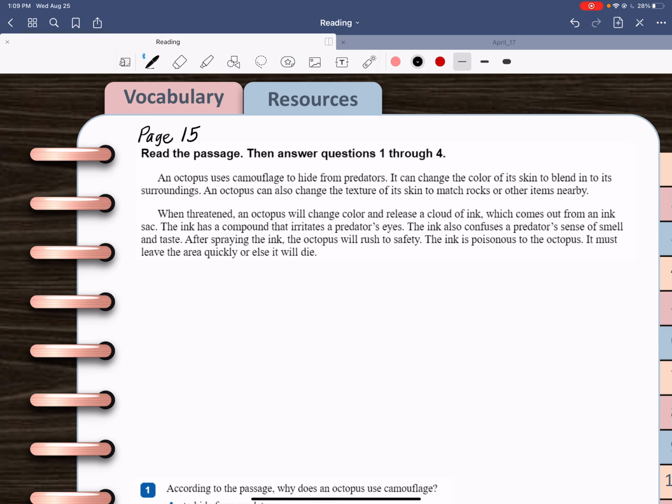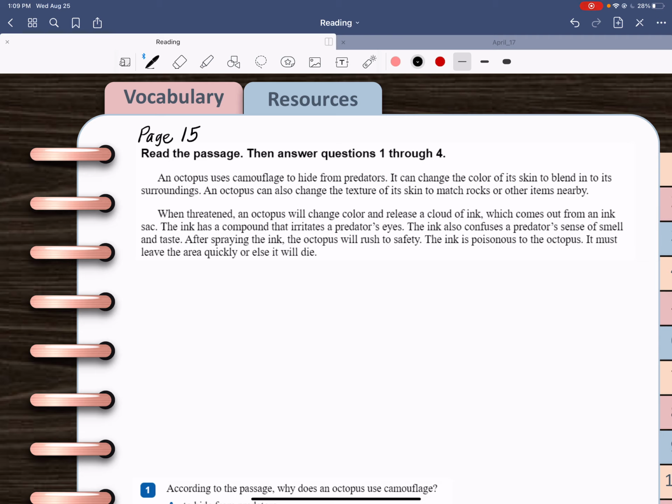An octopus uses camouflage to hide from predators. It can change the color of its skin to blend into its surroundings. An octopus can also change the texture of its skin to match rocks or other items nearby.